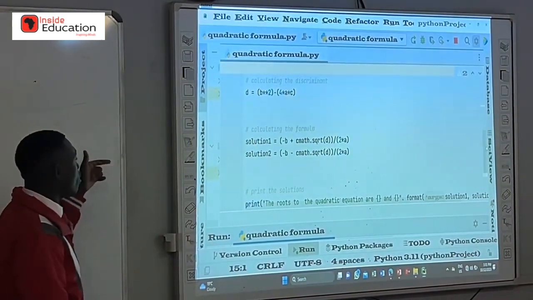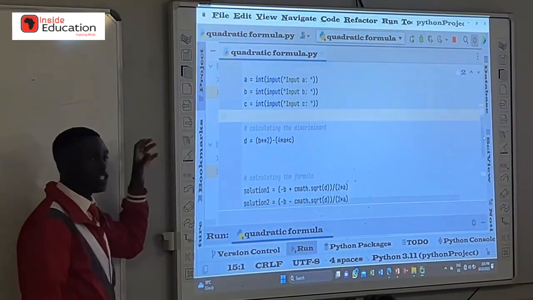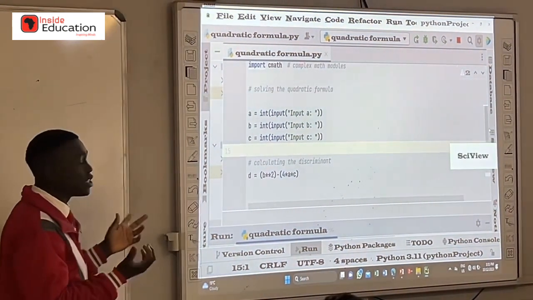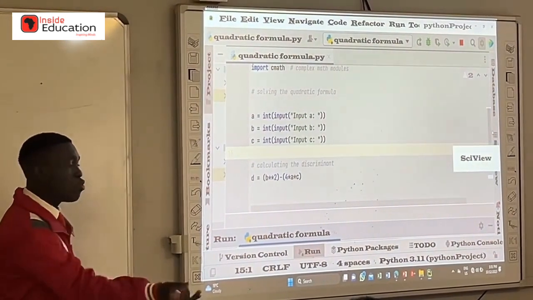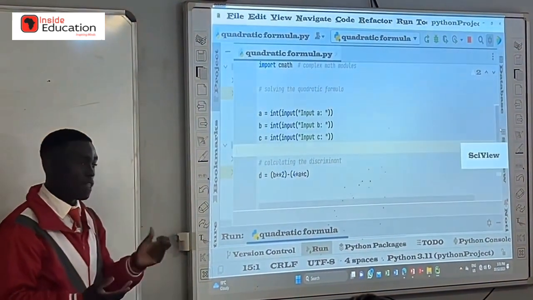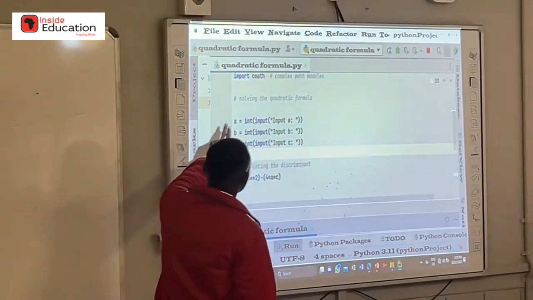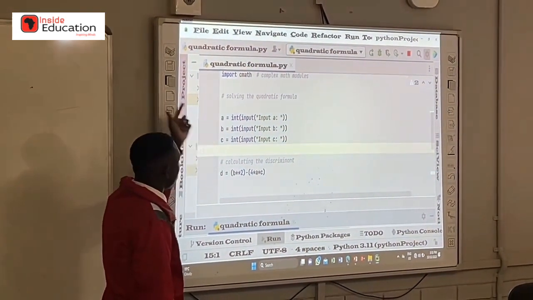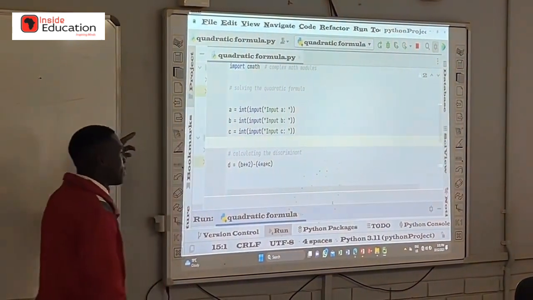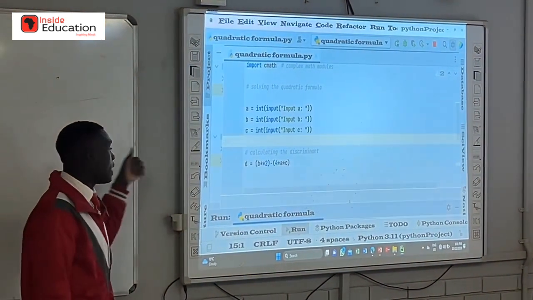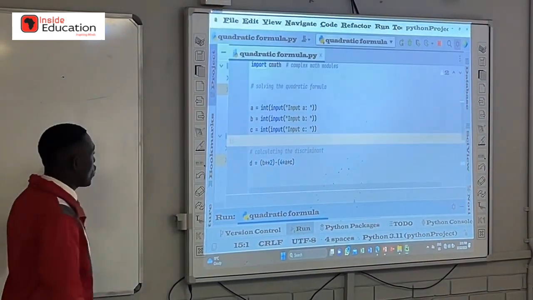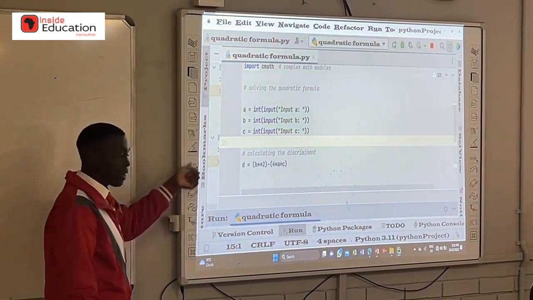So Python is one of the most used coding languages industrially. An example, it is used on apps like WhatsApp, Facebook, TikTok, Instagram, and all other apps which we are using in our phones. So for the Python one, you have to input the value of A, the value of B, and the value of C. And you know that for the Python, we created it such that it solves a quadratic equation by giving the roots of the quadratic equation.